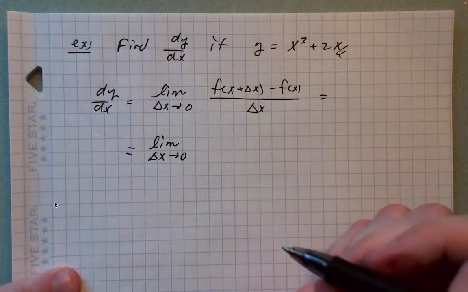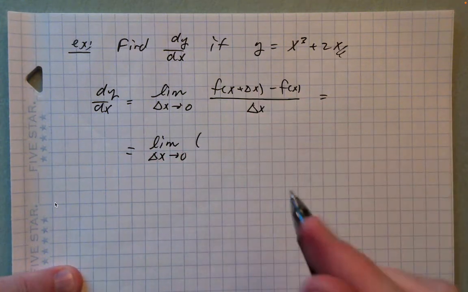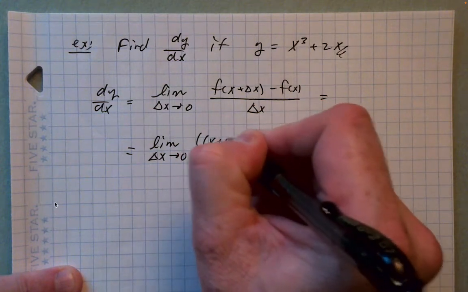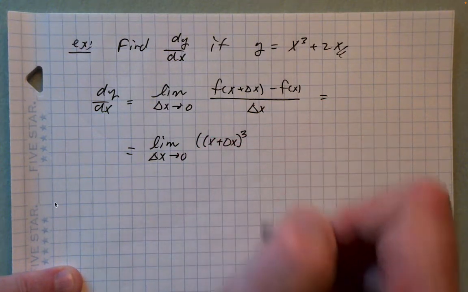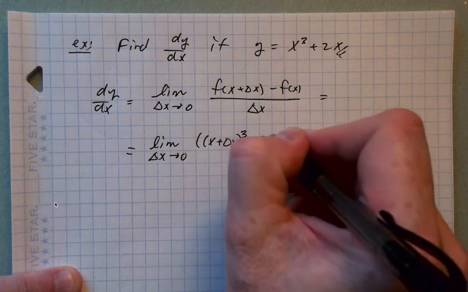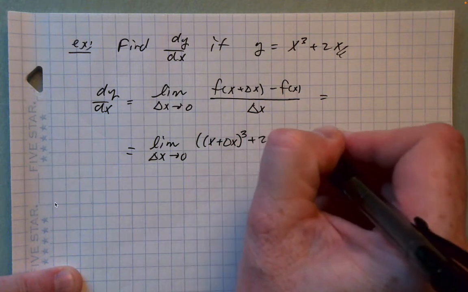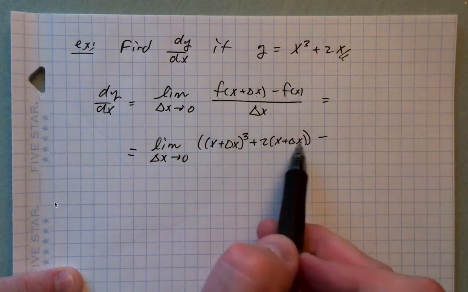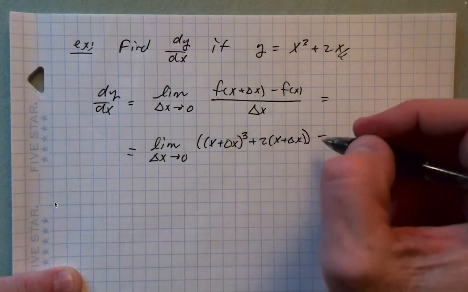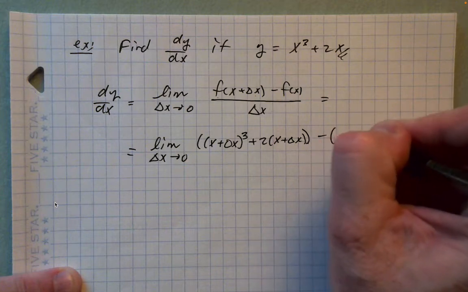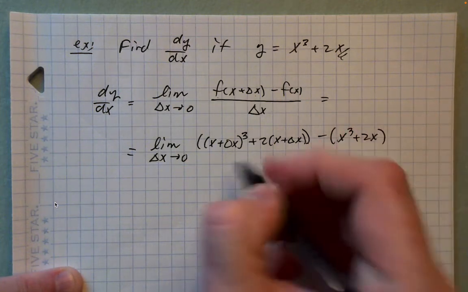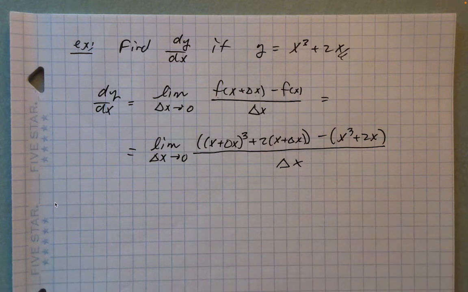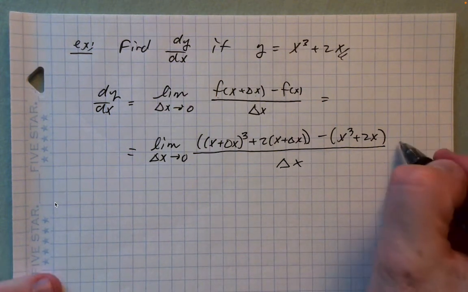So the limit as delta x goes to 0 of, and so here we have (x plus delta x) cubed, plus 2 times (x plus delta x). So that's the f of (x plus delta x) piece. And now minus f of x would be minus (x cubed plus 2x), and the whole thing divided by delta x. All right, so far, so good.